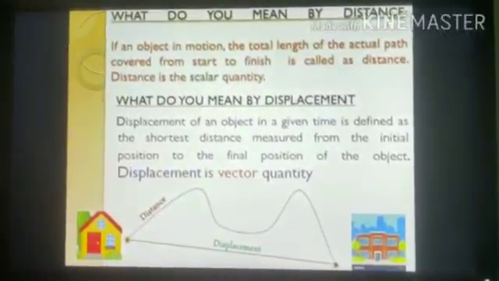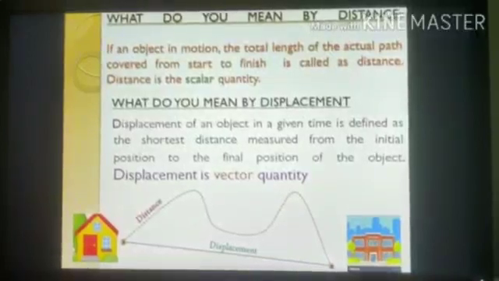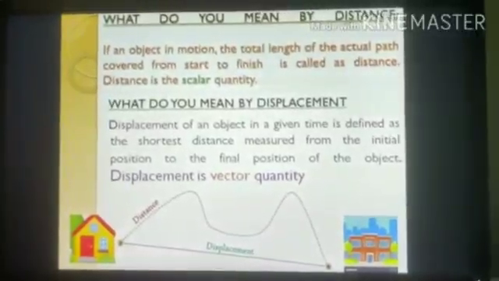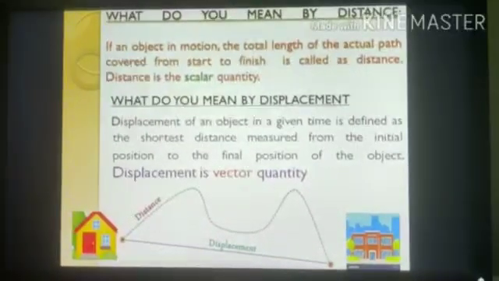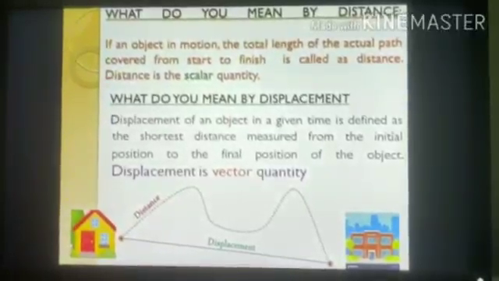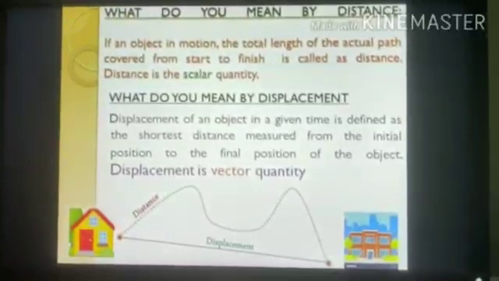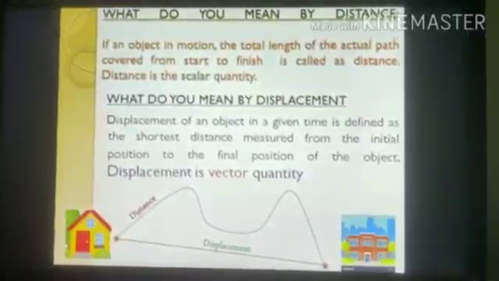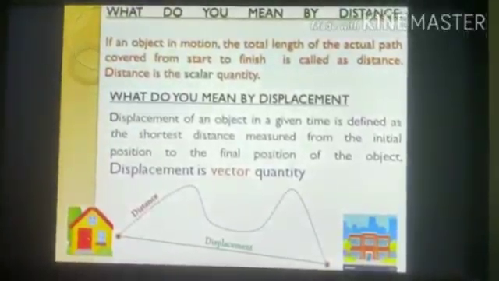Third topic. What do you mean by distance? An object in motion, the total length of the actual path covered from starting position to the finishing position is called as distance. Distance is also a scalar quantity because scalar quantity only have magnitude.